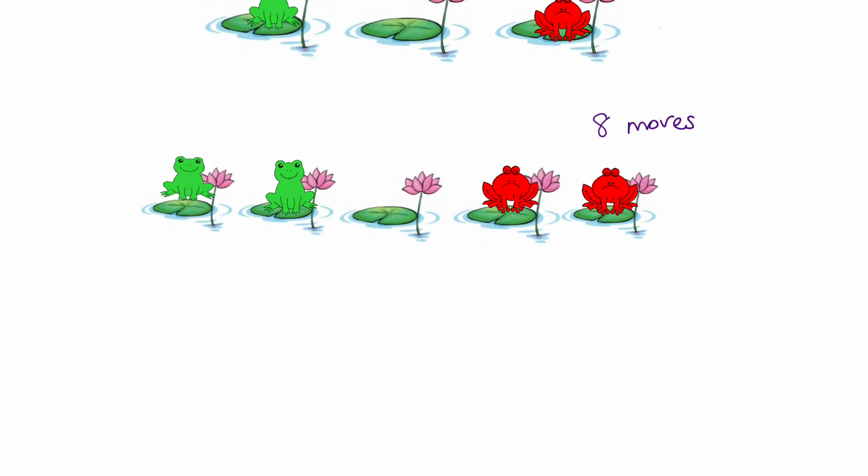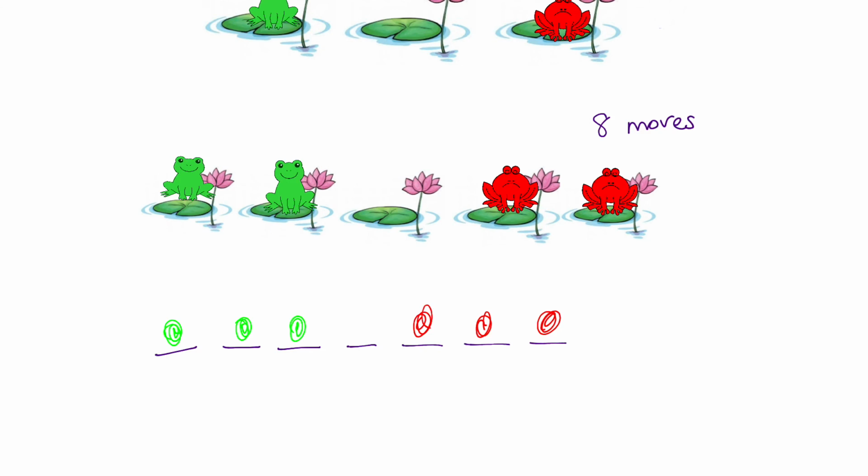So what I would like you to think about now is if you've got 3 green frogs and 3 red frogs, I know they're not frogs, how many moves would it take you to swap them all over? What's the smallest number of moves you could do it in? Then you could try it for 4 frogs on each side and see how you get on.